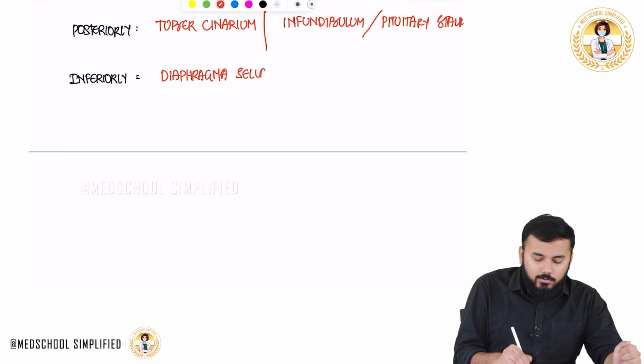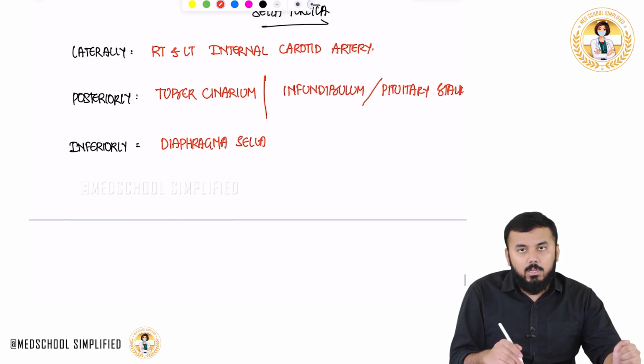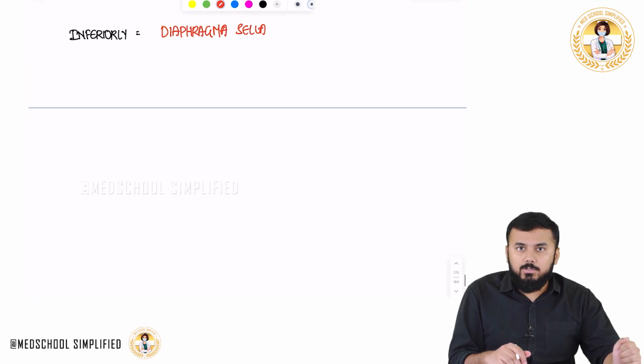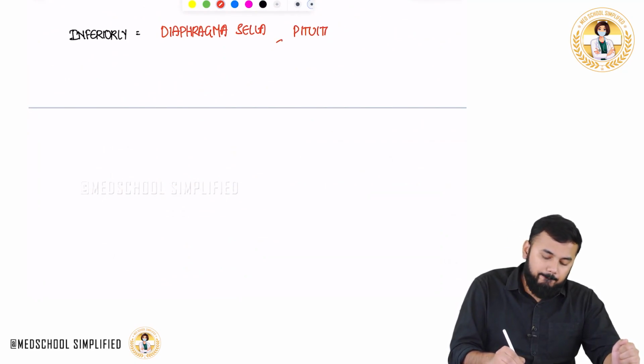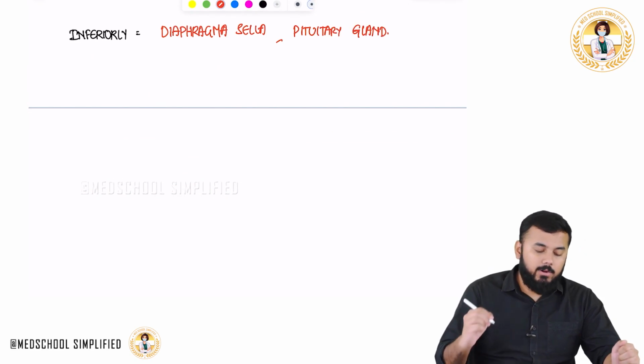So, these things, if you want, you can remember it just like this, or by looking at the picture. I think it would be easy if you remember. Okay, diaphragma cellae as well as the pituitary gland. Pituitary gland as well as your diaphragma cellae.